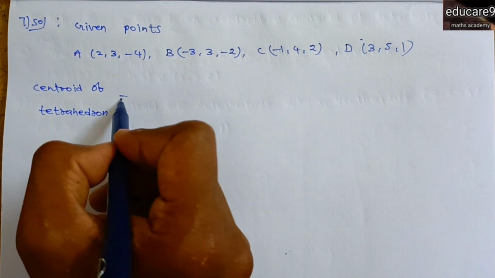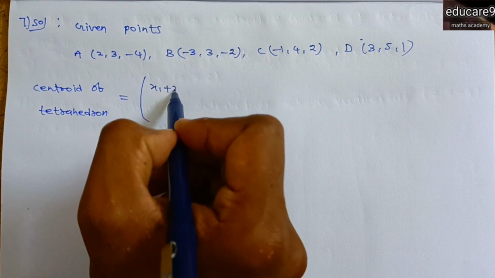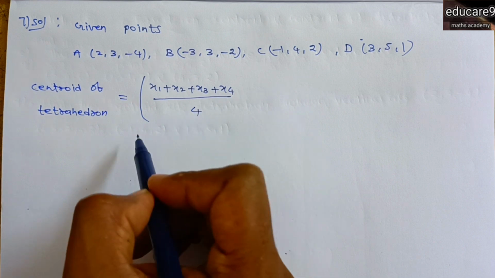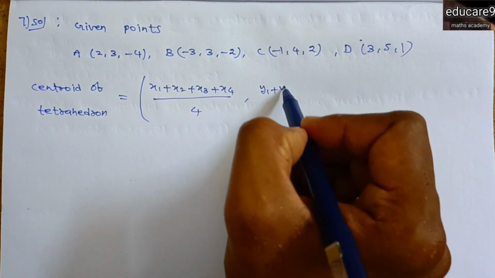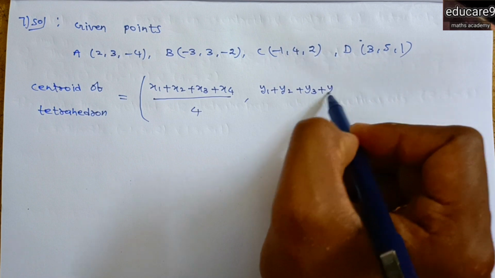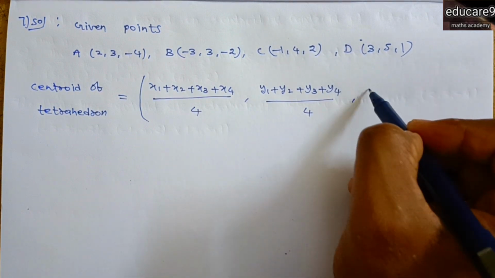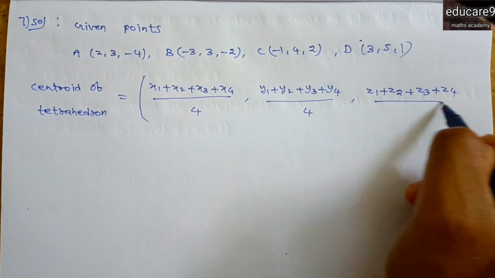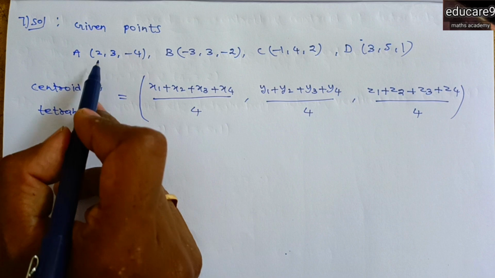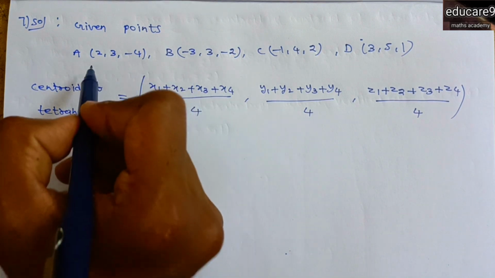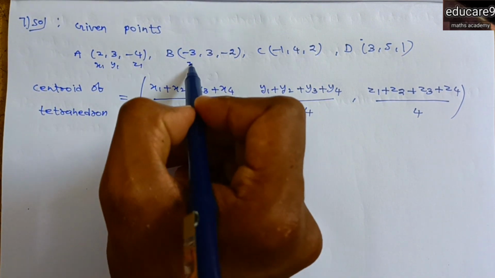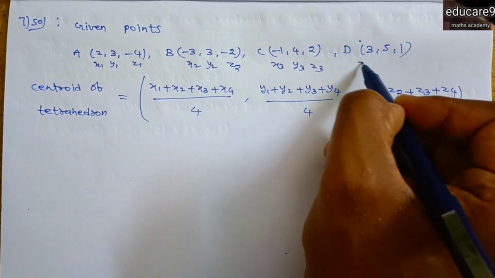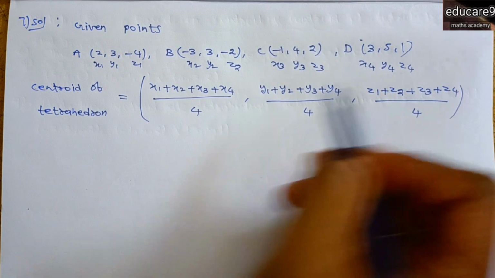So here we know the centroid of a tetrahedron formula is x1 plus x2 plus x3 plus x4. Total 4 coordinates, so divided by 4. Next, y1 plus y2 plus y3 plus y4, again divided by 4. Next, z1 plus z2 plus z3 plus z4 divided by 4. So these are x1 y1 z1, x2 y2 z2, x3 y3 z3, x4 y4 z4.